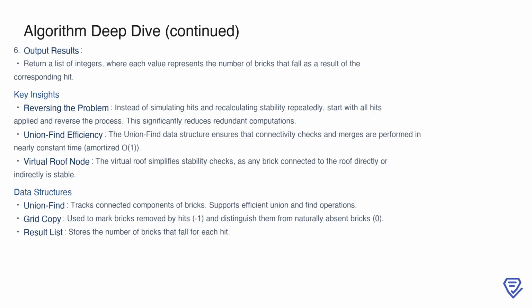To support the implementation, we use a few key data structures. The union-find structure tracks connected components of bricks, while a copy of the grid is used to manage bricks removed by hits. Lastly, the result list stores the number of bricks that fall after each hit, forming our final output.